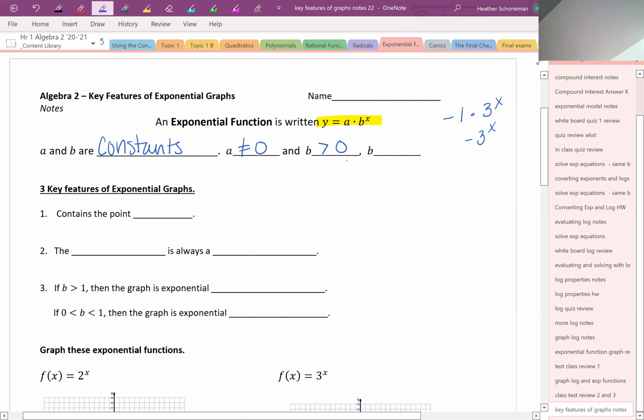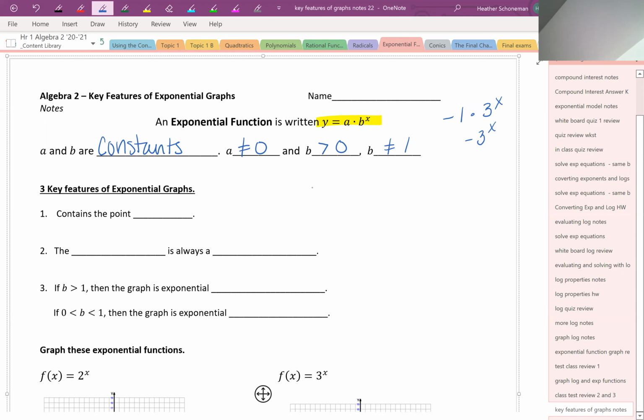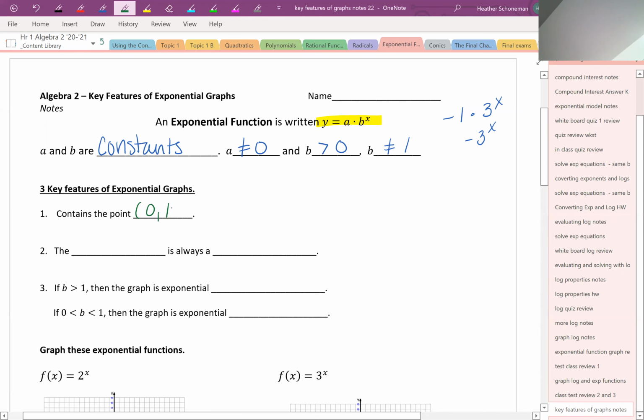And the last thing that we have for b is that b cannot equal 1, because any 1 to any power is just 1. So if b was 1, we wouldn't get anywhere. You just keep getting the same number over and over again. So that doesn't work. Okay, when we do these exponential graphs, they will always contain the point (0, 1).